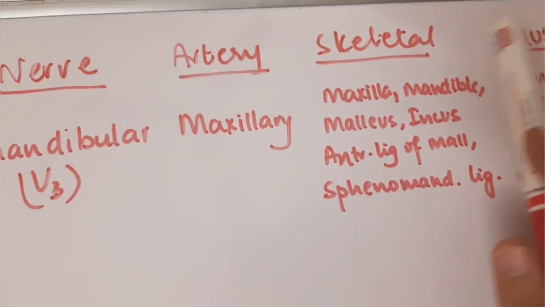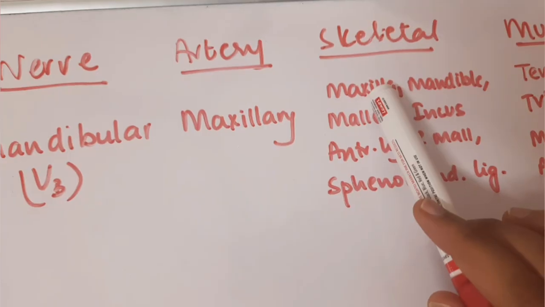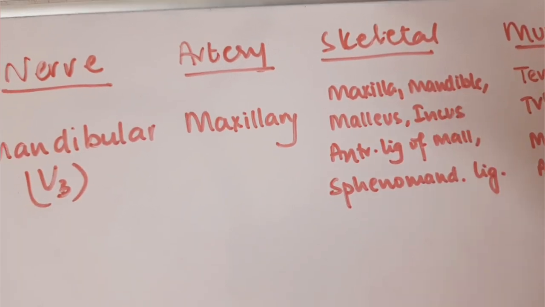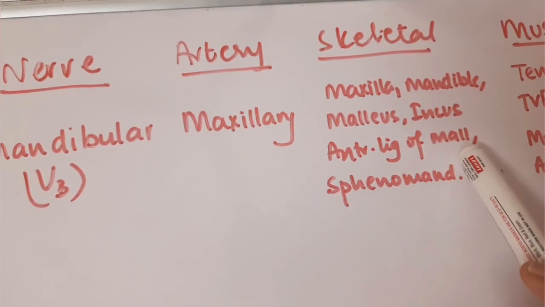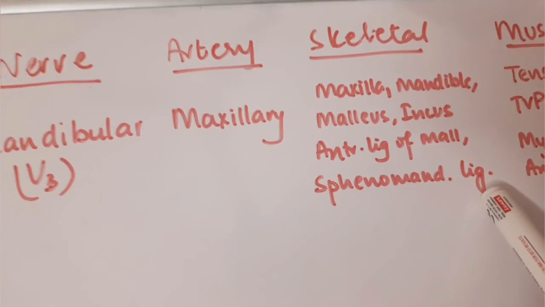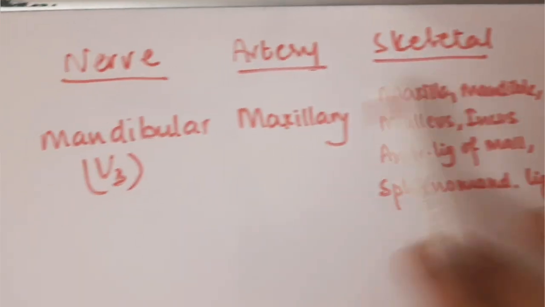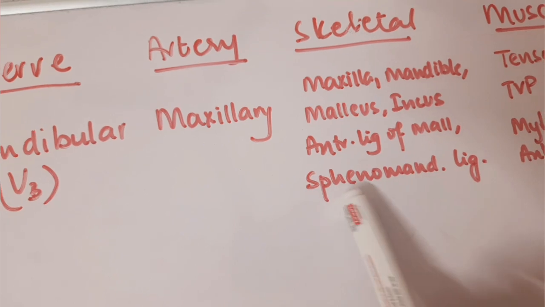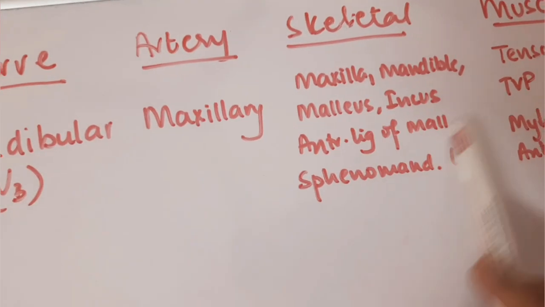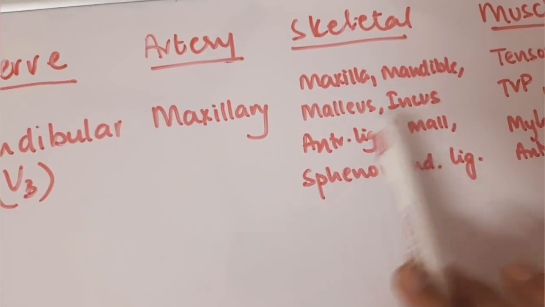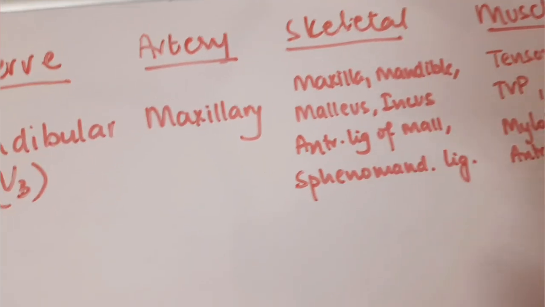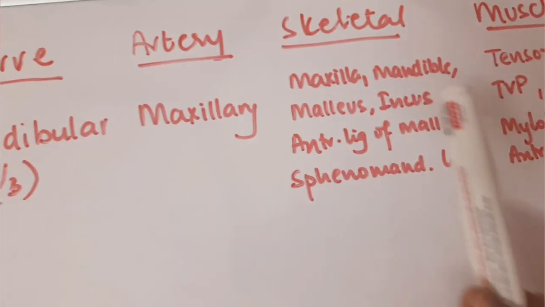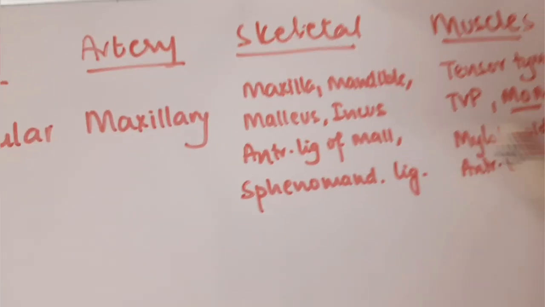The skeletal or the bony cartilaginous elements are the maxilla, mandible, malleus and incus present in the middle ear, anterior ligament of malleus and the sphenomandibular ligament. So you can see here everything related to the mandible, the mandibular nerve, maxilla and mandible and sphenomandibular ligament, and also things related to the middle ear, the malleus, incus and the anterior ligament of malleus. Now keep in mind, the malleus and incus are a part of the first arch, but the stapes is not a part of the first arch.